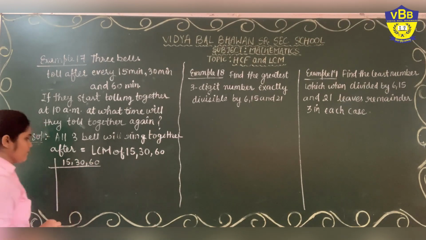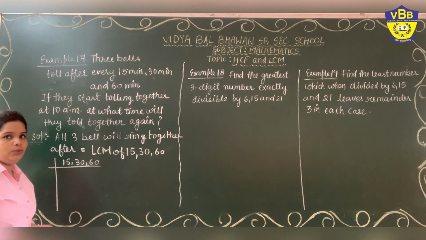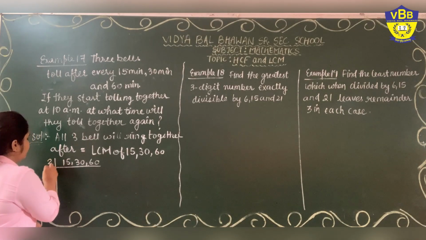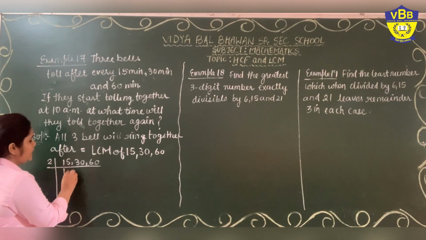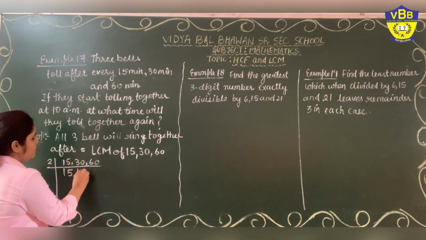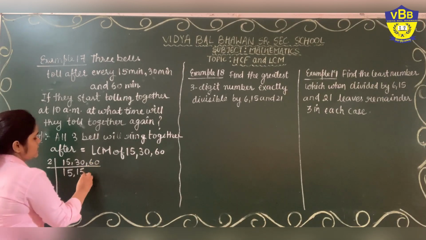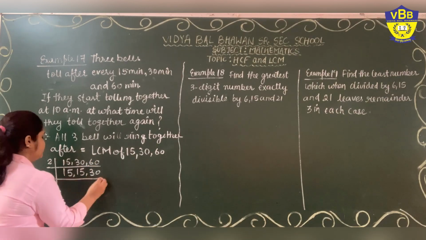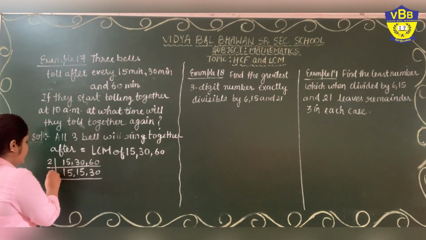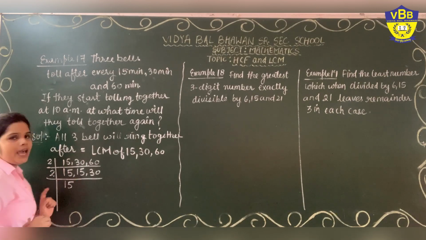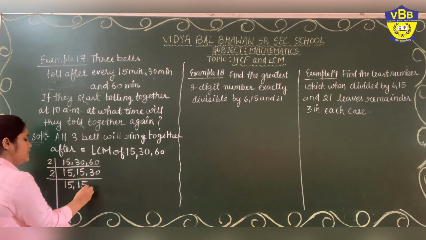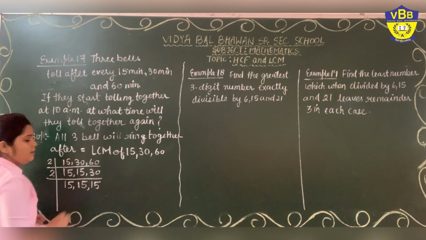So we can see 15 is not divisible by 2, but 30 and 60 are divisible by 2. So we will divide with the help of 2. 15 will be written as it is because it is not divisible. Divide 30 by 2, it will be 15. Divide 60 by 2, it will be 30. Again, 30 is divisible by 2, so we will write 2 here. 15 as it is because it is not divisible by 2. 15 as it is. Divide 30, it will be 15.